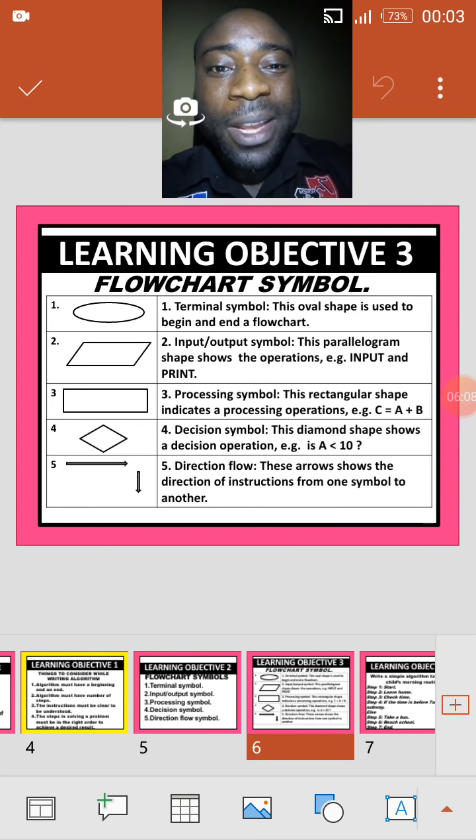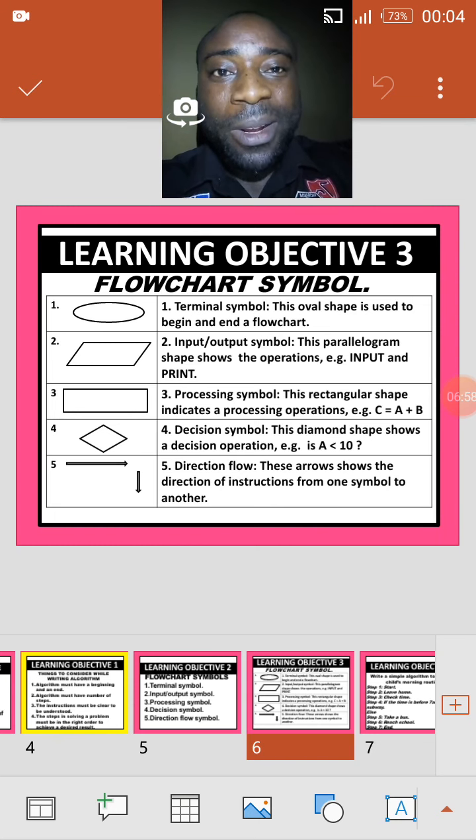Then we also have the input and output symbol, the parallelogram shape, which shows the operation. And there are some statements or keywords that we put there, like input, like print, like read, and data. When we look at our example, you will understand it better. Now, the third one is processing symbol. This is a rectangular shape and it indicates processing operations, like for example, the process you want to use in carrying out the work. Like for example, what I am writing on the board, C equals A plus B. That's the process you want to take.